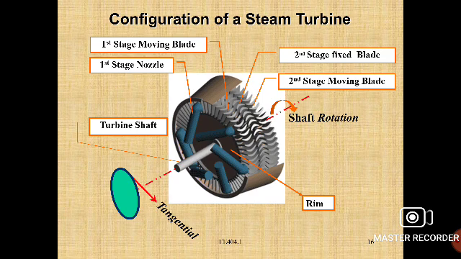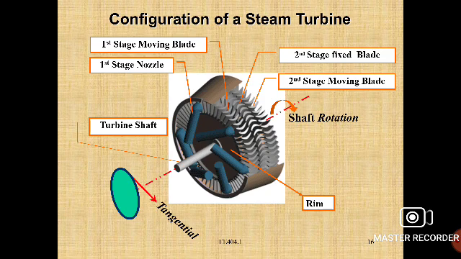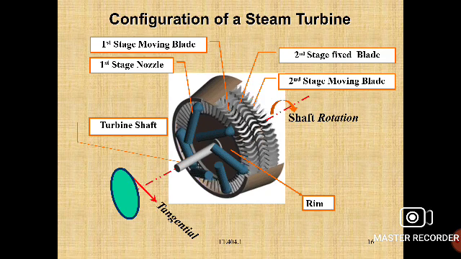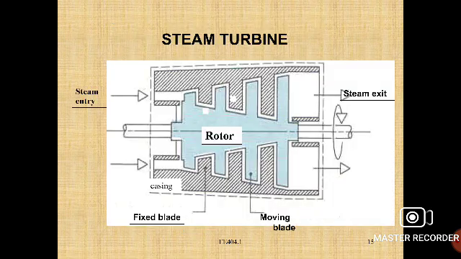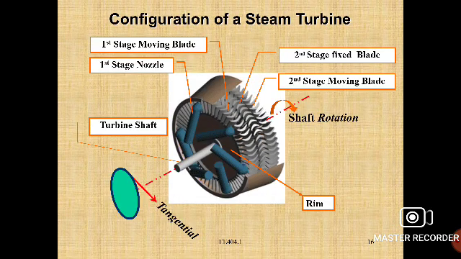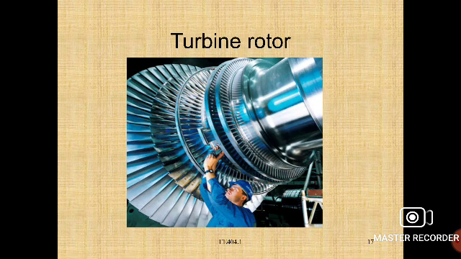A high amount of pressurized steam is supplied to the turbine from the boiler at high pressure. We can observe here it is in a tangential direction. This is the turbine rotor, and in this connection it will be rotated.